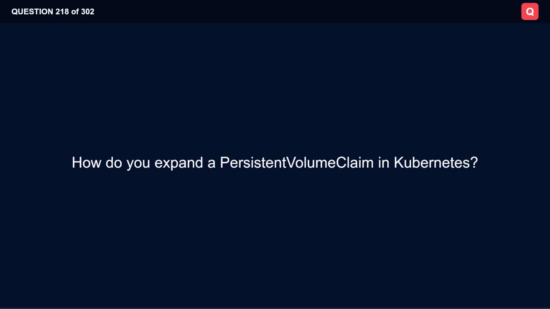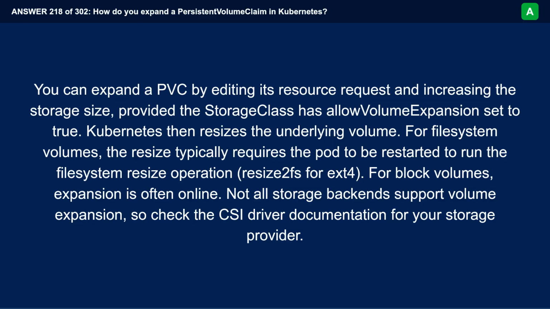How do you expand a persistent volume claim in Kubernetes? You can expand a PVC by editing its resource request and increasing the storage size, provided the storage class has allowVolumeExpansion set to true. Kubernetes then resizes the underlying volume. For file system volumes, the resize typically requires the pod to be restarted to run the file system resize operation, resize2fs for ext4. For block volumes, expansion is often online. Not all storage backends support volume expansion, so check the CSI driver documentation for your storage provider.